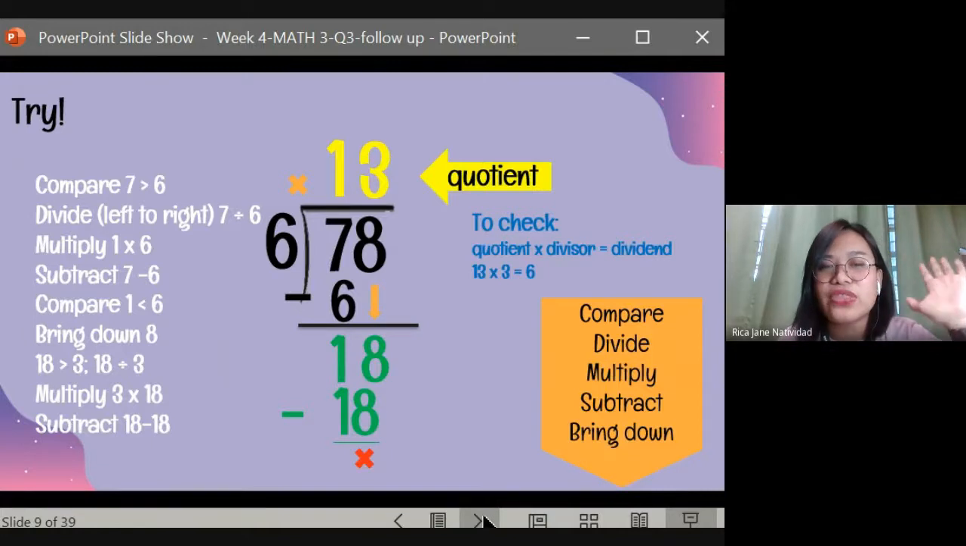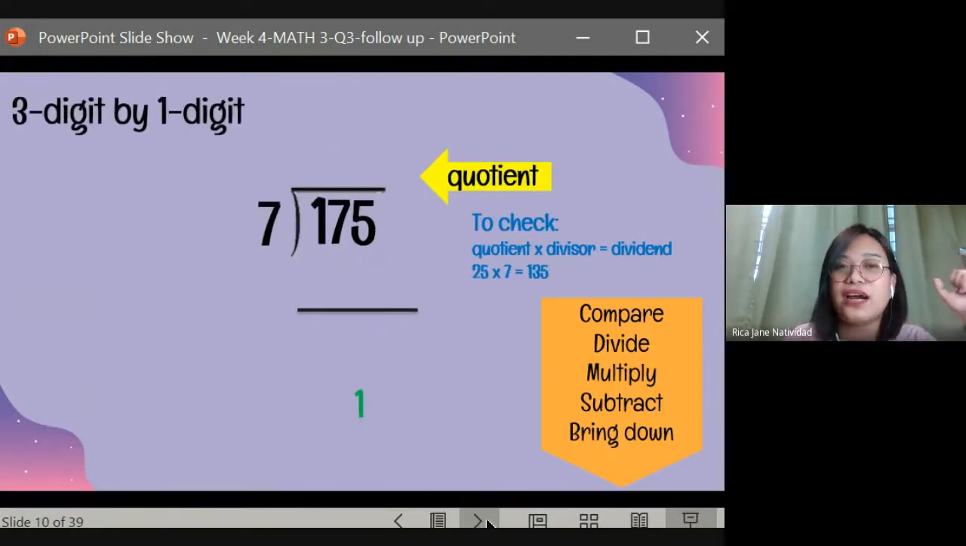So we check 13 times 6, it's 78. So we got the correct quotient. Now we have here 3 digit by 1 digit. Same skill, same process, only the number of digits that is different right now. So let's take a look.